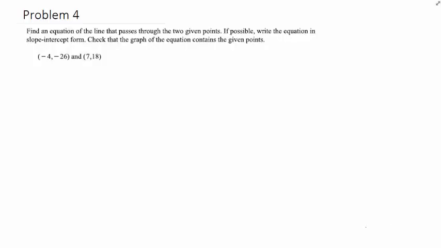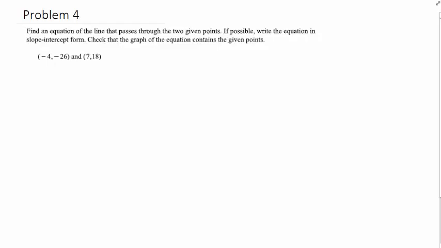Problem number 4. Find an equation of the line that passes through the two given points. If possible, write the equation in slope-intercept form. Check that the graph of the equation contains the given points. Alright, so let's do the first one where we have to find the equation of the line.